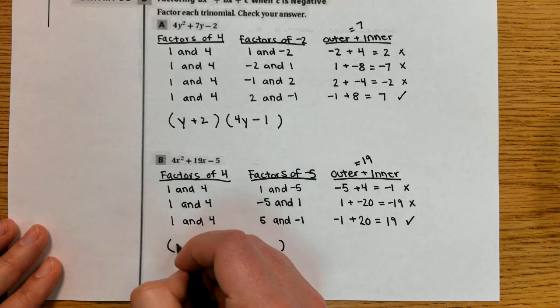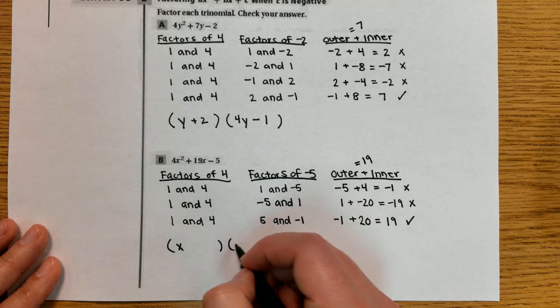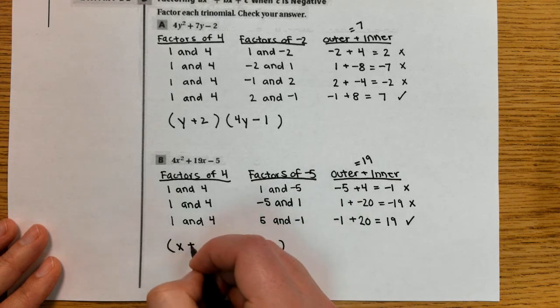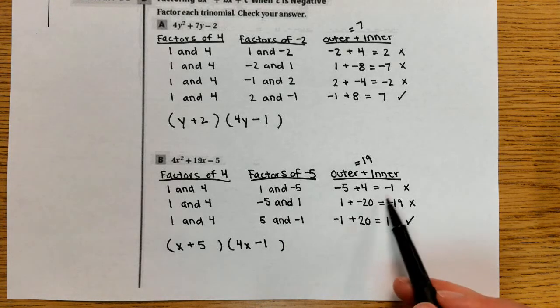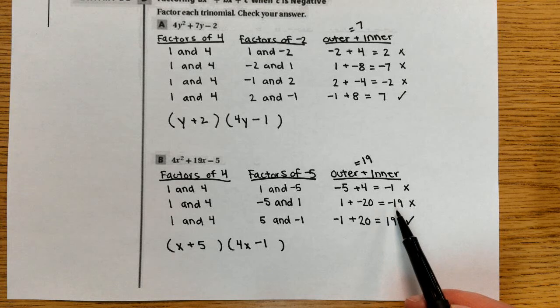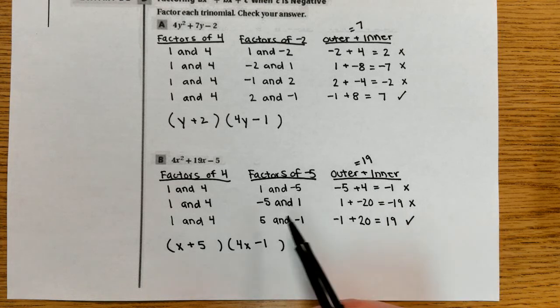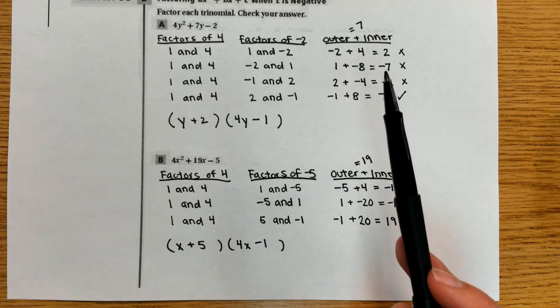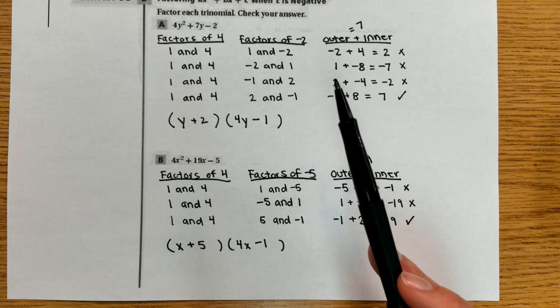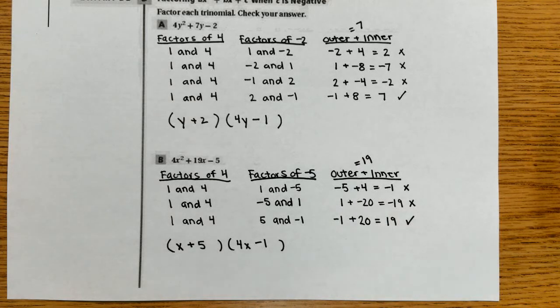So I'm going to have 1x and then 4x plus 5 and minus 1. So that would be my factored form. And you should notice that if you get the opposite of what you want, like this is negative 19, but I want positive, you just got to switch the signs. Okay? Same thing for this one up here. I want it positive 7, but I got negative 7 here, and we just switched the sign to the 1.